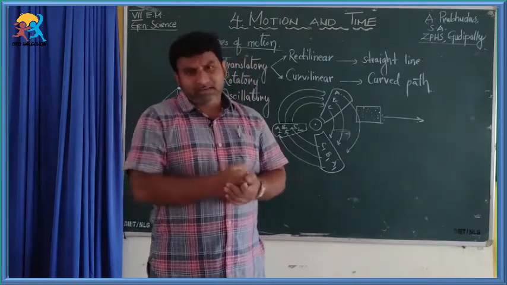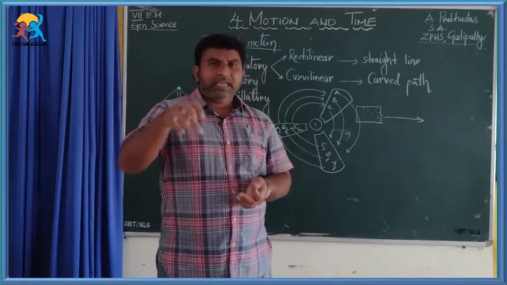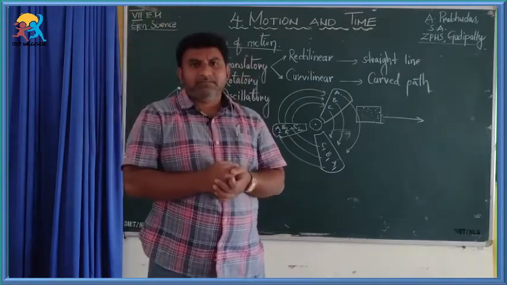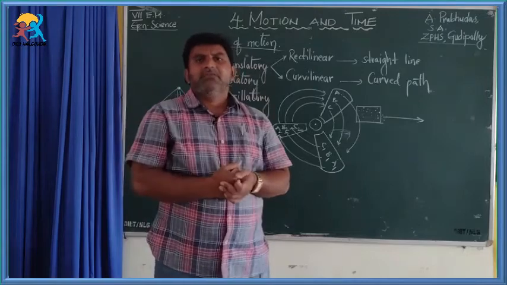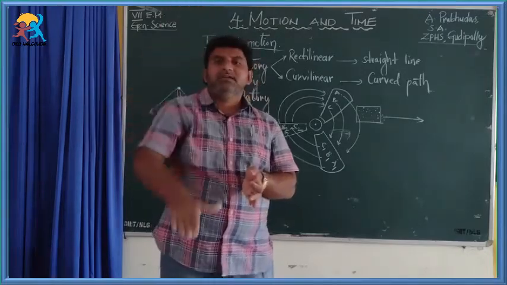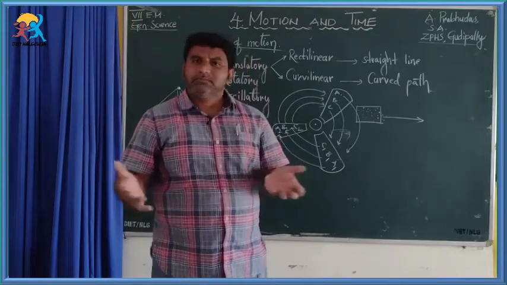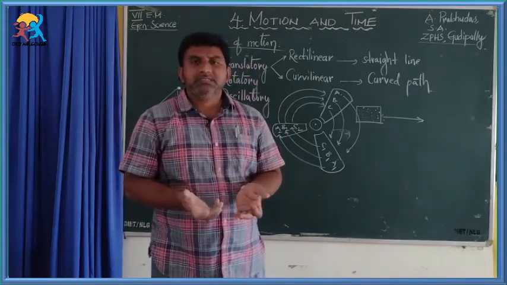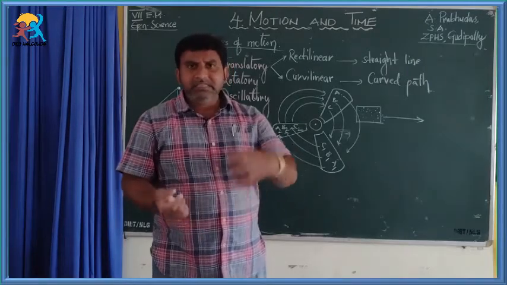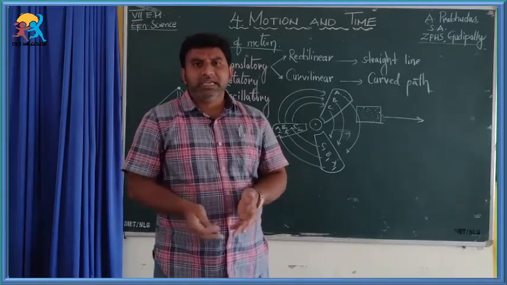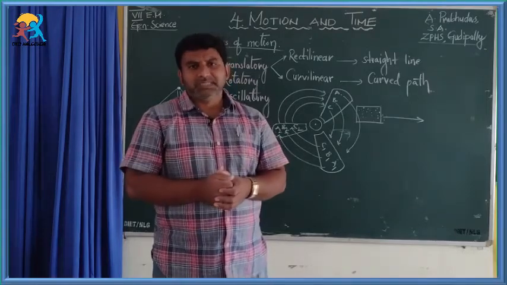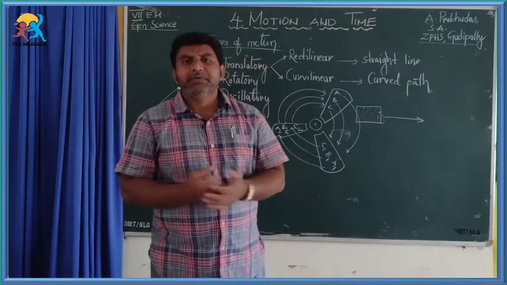A bouncing ball. If you take a rubber ball and release the ball onto the floor, the ball keeps moving up and down. Such type of motion is oscillatory motion. By understanding these examples, you can clearly know the different types of motions we see in our day-to-day lives.